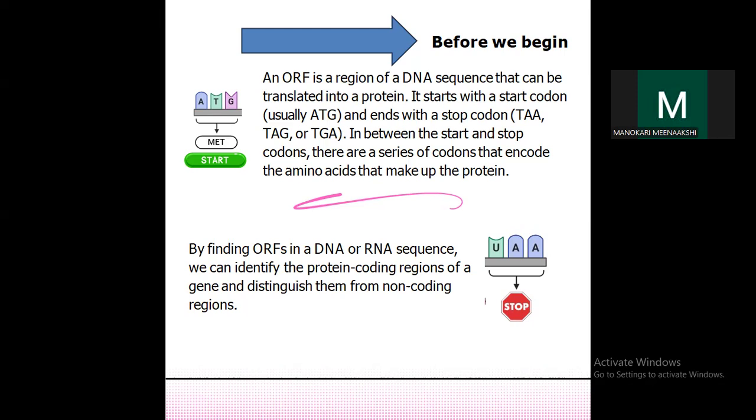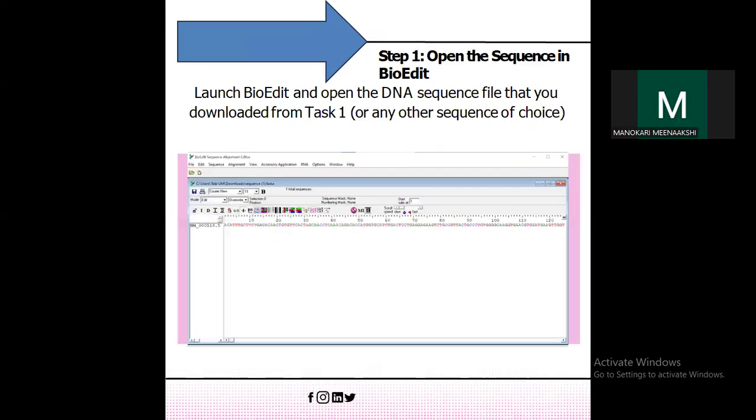So by finding ORFs in a particular DNA or RNA, we can identify the potential protein coding regions of the particular gene. So we can also distinguish between protein coding regions and non-protein coding regions, that is exons and introns also. So next step is we are going to do the practical.